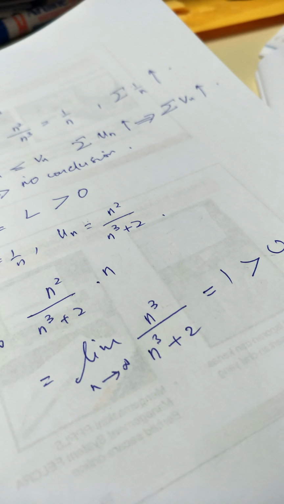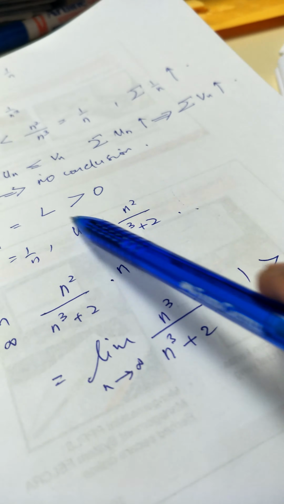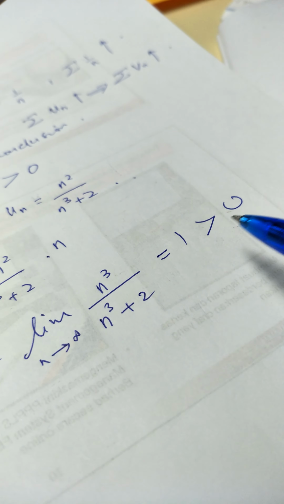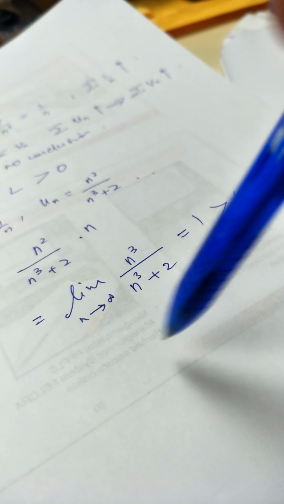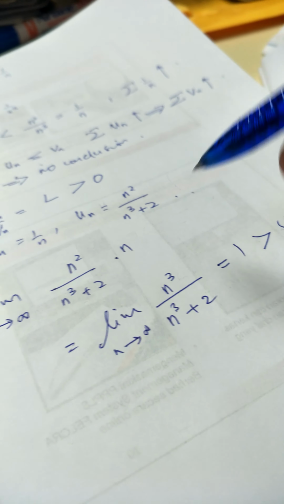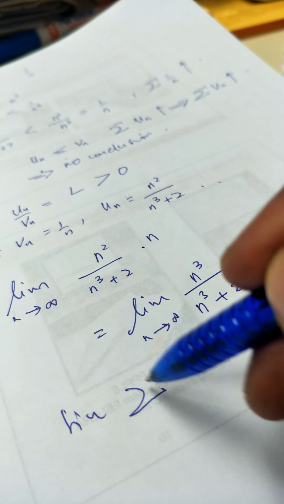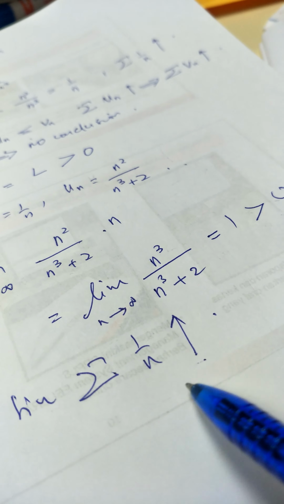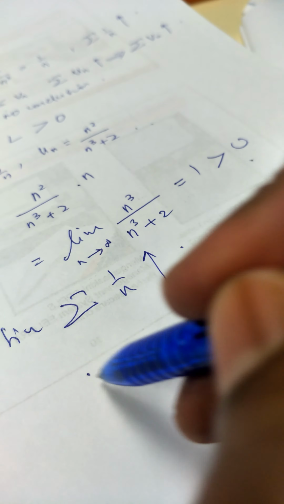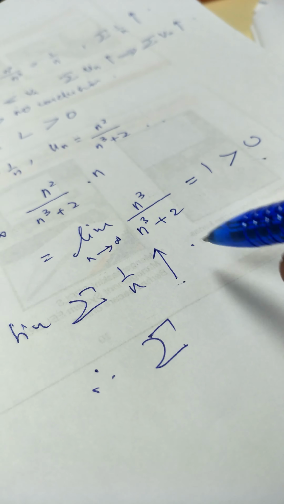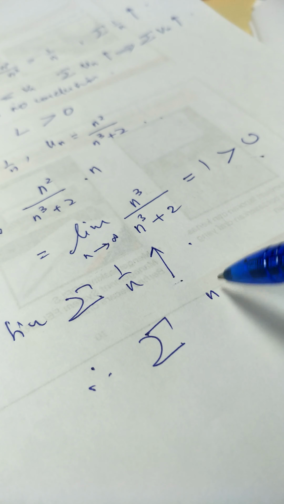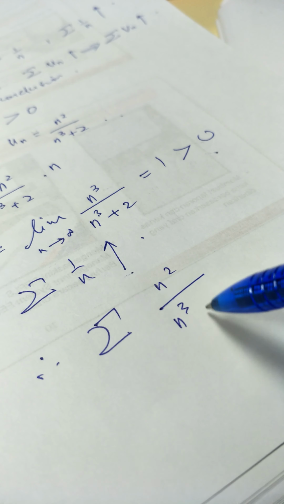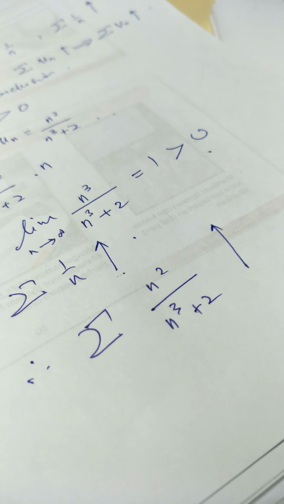So it satisfies our theorem. Satisfying our theorem means we have some number there, and that number is positive. We have the number 1, and 1 is positive. So therefore, since 1 over n diverges, therefore we can make a conclusion that this series n squared over n cubed plus 2 also diverges.